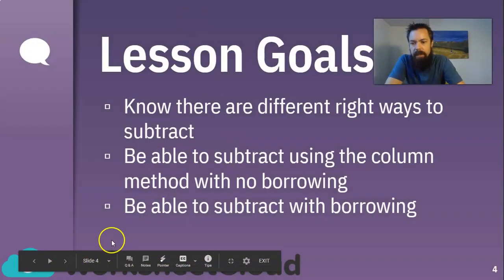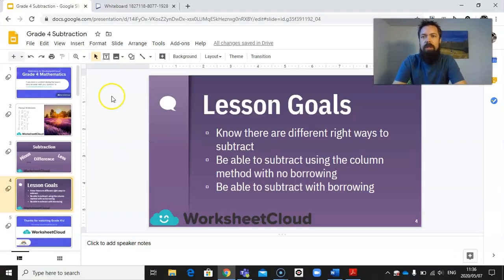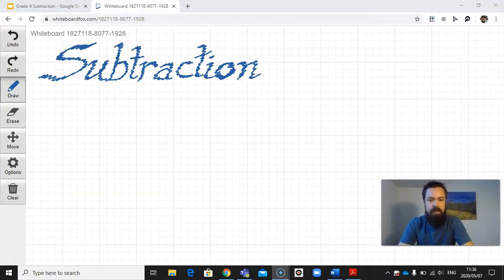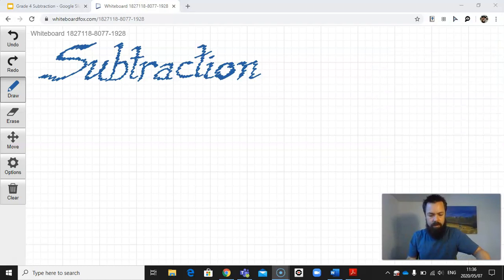All right. Okay, so let's go to our whiteboard and subtraction. Okay, I thought I would start with some examples. It's easy enough to learn as we go. So the first one I'm going to do, 864 minus 321.